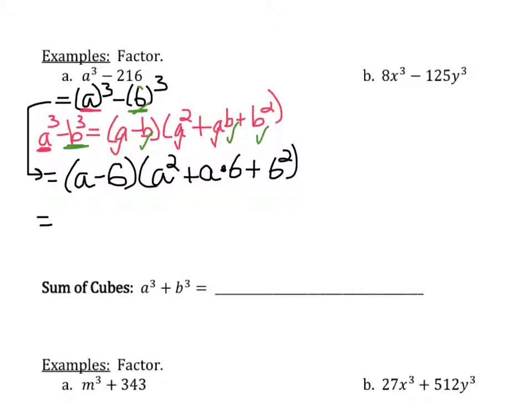All right, and I can simplify that a little bit more. It's going to be an a squared plus 6a plus 36. And that is considered to be factored completely. Let's look at another example.